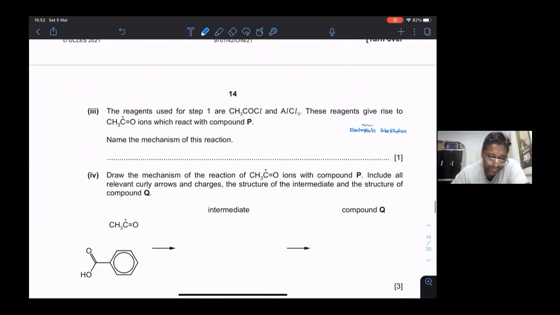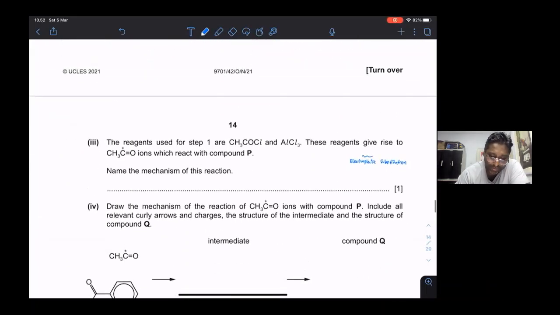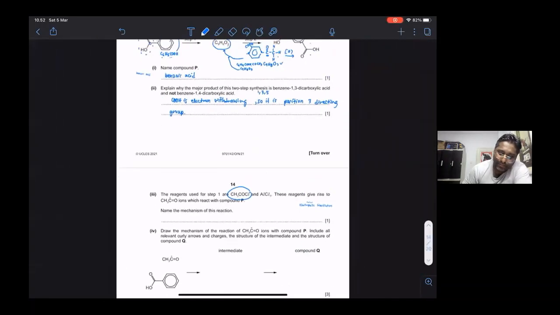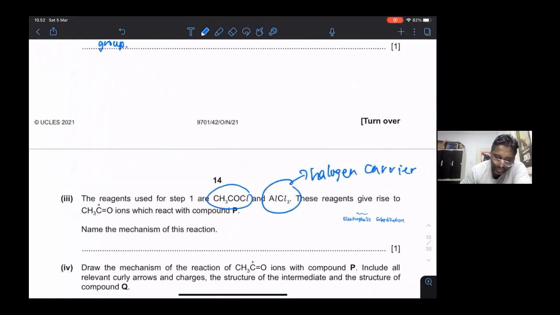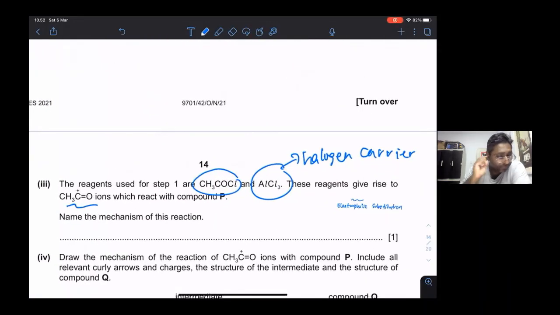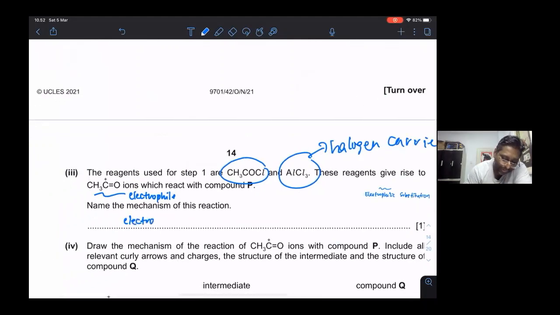So the reagents used for step 1, this is correct just now, right? We use that, and then we use AlCl3, which is our halogen carrier. Now these reagents give rise to this particular ion, which is our electrophile, which reacts with compound P. Name the mechanism of this reaction. So this is an electrophile. We know that this reaction is going to be benzene related, so always electrophilic substitution.